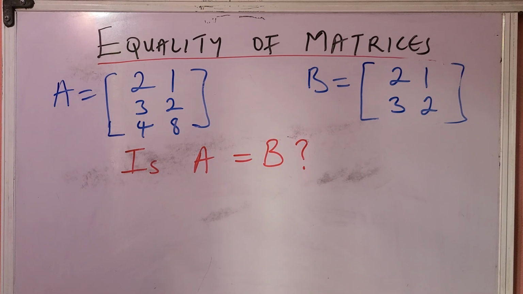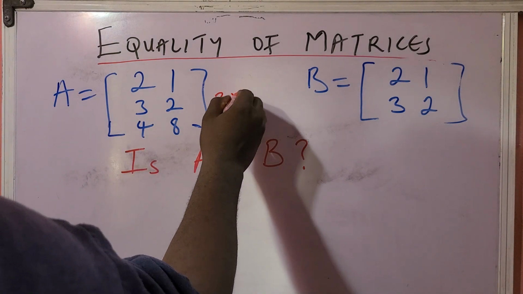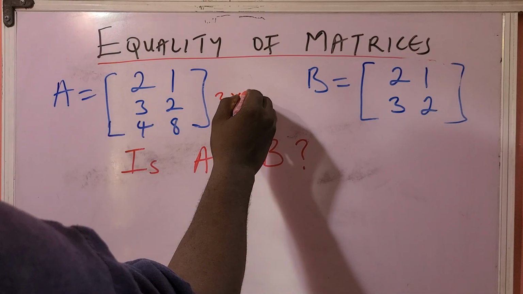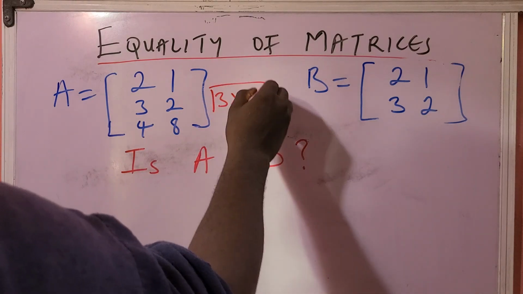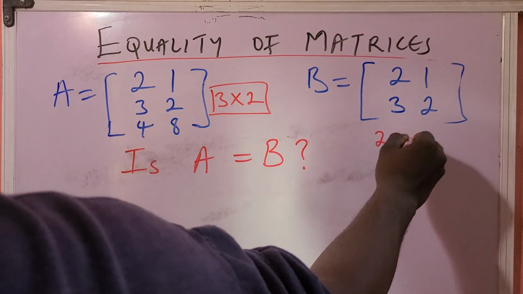Now, looking at what we have right here, we can see two matrices, matrix A and matrix B. If you look at the order of these matrices, you can see matrix A has an order of 3 by 2, while matrix B has an order of 2 by 2.